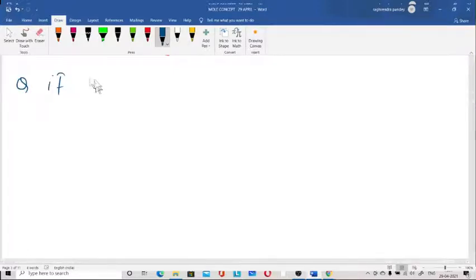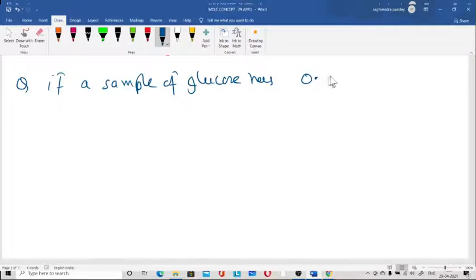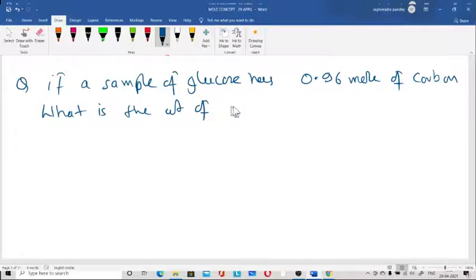If a sample of glucose has 0.96 moles of carbon, what is the weight of hydrogen in it? Okay, this is the question.